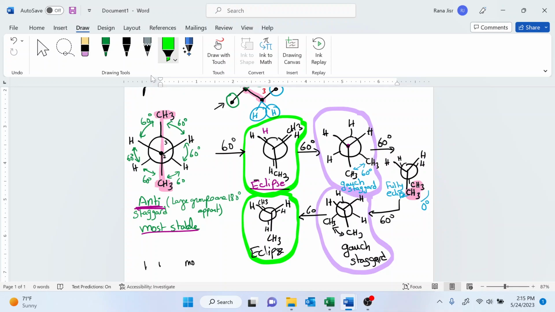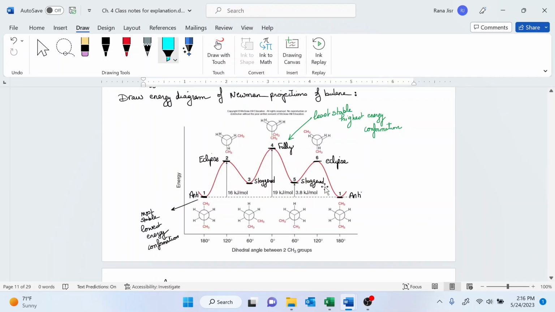And then if I go ahead and do a rotation of another 60 degrees, then I'm going to end up having my CH3 here, my hydrogen here, and my hydrogen there. So I'm going to end up getting my anti. The energy diagram is the plot of the potential energy versus the dihedral angle.